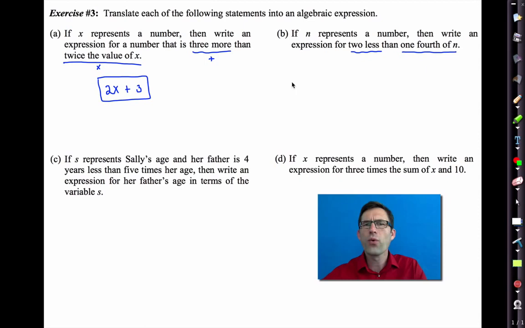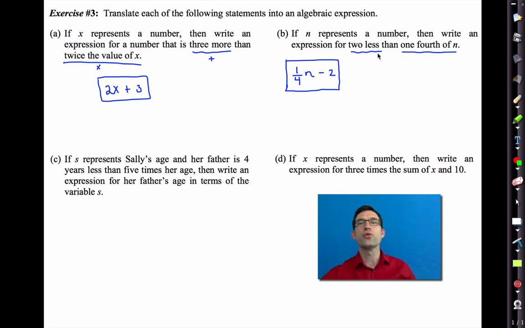Well, again, 1/4 of n can be thought of as either division or multiplication. I think I'm going to keep with multiplication. 1/4 of n is 1/4 times n, and then 2 less means we're subtracting 2. That's really important because in terms of the wording, the 2 less comes first. But when we find 1/4 of a number and then something that's 2 less than it, we will find the 1/4 first. Okay?